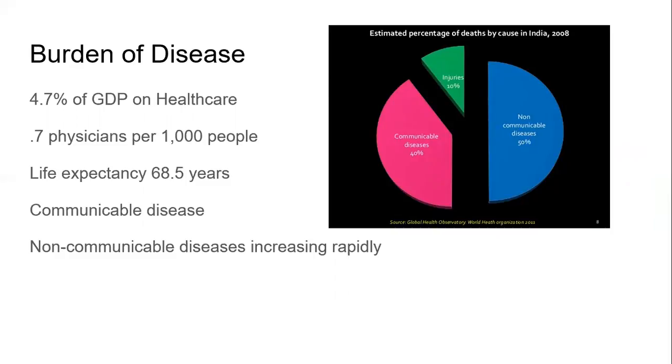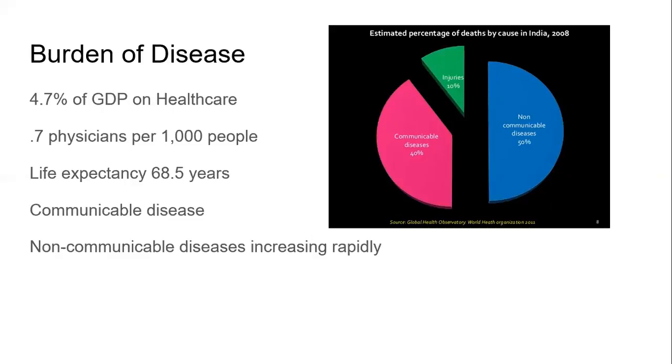They only have about 0.7 physicians per 1,000 people, where the World Health Organization has recommended at least 2.3 physicians per 1,000 people, or else you just won't have enough to go around. The life expectancy is 68.5 years, and as far as communicable diseases go, the big ones are HIV, tuberculosis, malaria, diarrhea, acute respiratory infections, and maternal and perinatal conditions.